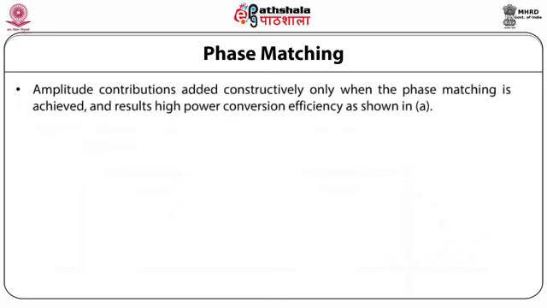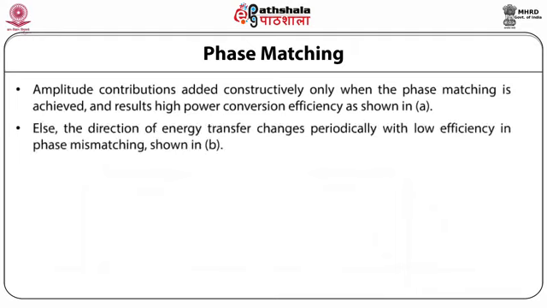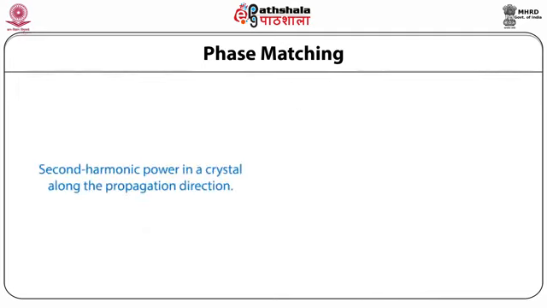In figure 1, the arrows indicate the phase corresponding to the amplitude contributions from different parts of the nonlinear crystal to the harmonic wave. These contributions add constructively only when phase matching is achieved, and this results in high power conversion efficiency. Else, the direction of energy transfer changes periodically with the change in phase between the interacting waves during passage through the crystal. The energy then oscillates between the waves without being transferred in a constant direction.